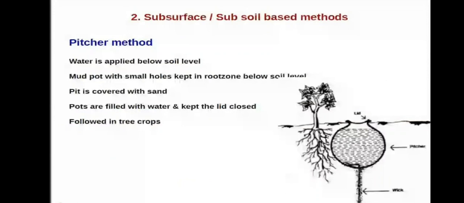This is followed in fruit trees and tree crops. When there is a very large water deficit, in some wetlands trees that are 20 to 30 years old die due to the water deficit.